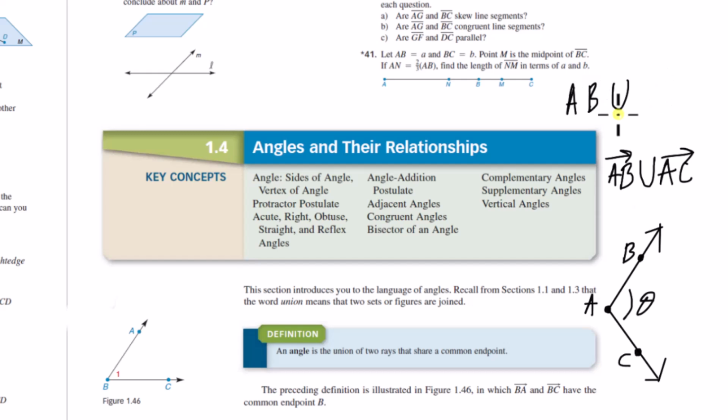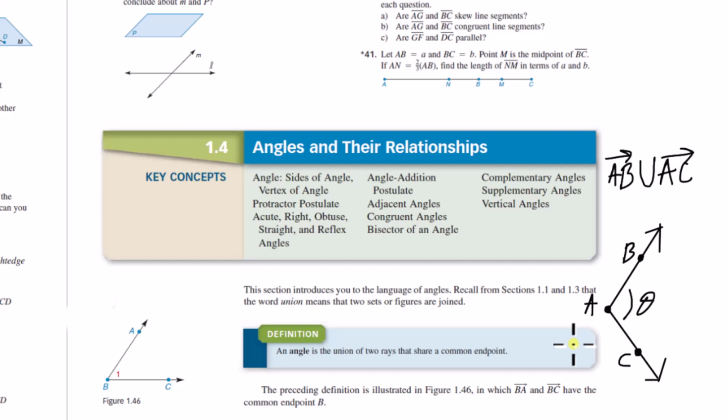You need to have the union of two rays where the first point is the same; the second points don't matter. You couldn't have the first letter match up and the second letters also match up, because then it'd be the same ray. I can't put a B here, because that suggests it's the same ray, and then I'd have to draw it on top of one another. So the second letter needs to be different. The first letters need to be the same, and you're taking the union of those two rays. That's an angle. That is the technical, mathematical definition of an angle.